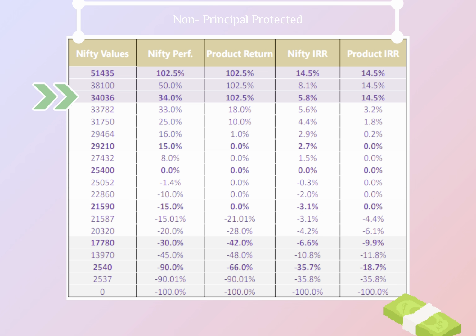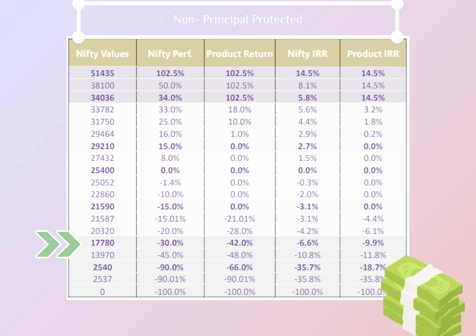Similarly, if the Nifty performed by 34%, then the return will be 102.5% on the product. In IRR terms, for roughly 6% of Nifty performance, the product will deliver 14.5%.